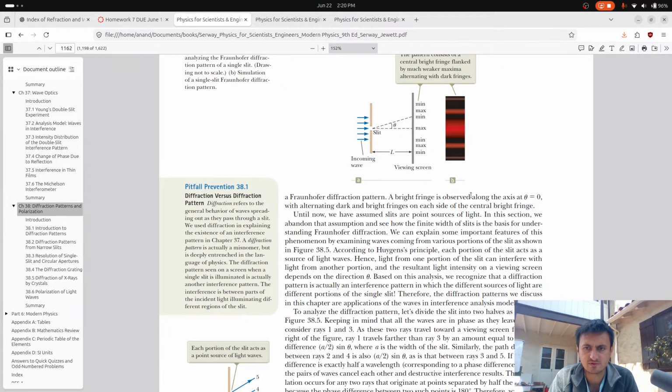According to Huygens' principle, each portion of the slit acts as a source of light waves. Hence, light from one portion of the slit can interfere with light from another portion, and the resultant light intensity on a viewing screen depends on the direction theta. Based on this analysis, we recognize that a diffraction pattern is actually an interference pattern in which the different sources of light are different portions of the single slit. Therefore, the diffraction patterns we discussed in this chapter are applications of the wave and interference analysis model.